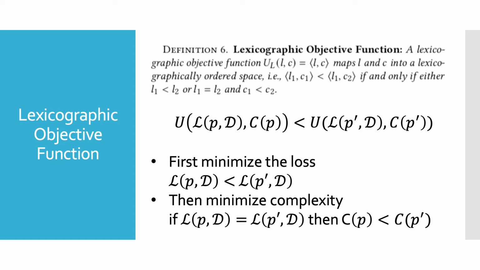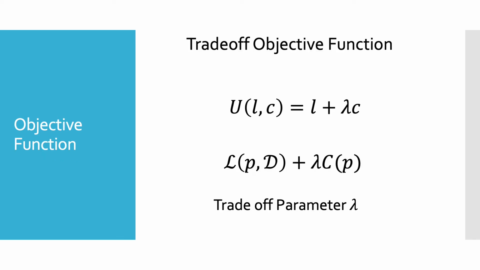Now let's have a look at some example objective functions. This is the lexicographic objective function. It first finds the set of programs which minimizes the loss function, and then within that set finds the program which minimizes the complexity. What it's doing is first minimizing loss and then minimizing complexity. There is another important objective function called the trade-off objective function. It allows us to trade off between loss and complexity. The idea here is we want to minimize both loss and complexity simultaneously. But we are willing to pay some extra loss in order to get a simpler program.